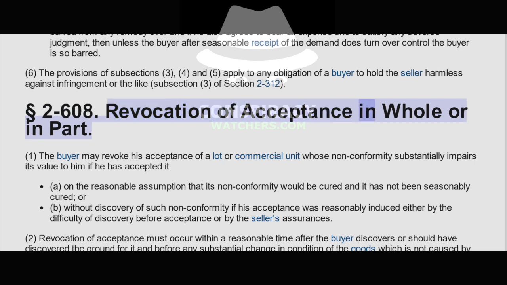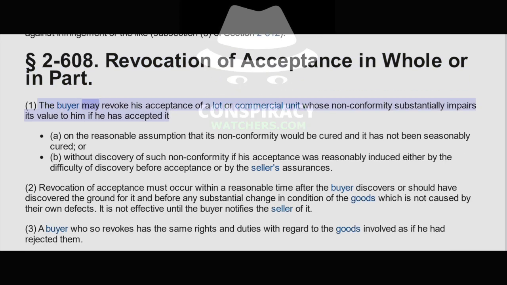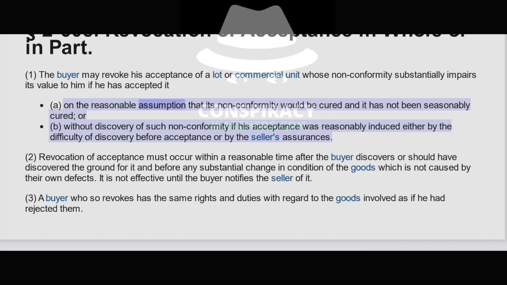Section 2-608. Revocation of acceptance in whole or in part. The buyer may revoke his acceptance of a lot or commercial unit whose nonconformity substantially impairs its value to him if he has accepted it, on the reasonable assumption that its nonconformity would be cured and it has not been seasonably cured, or without discovery of such nonconformity if his acceptance was reasonably induced either by the difficulty of discovery before acceptance or by the seller's assurances.